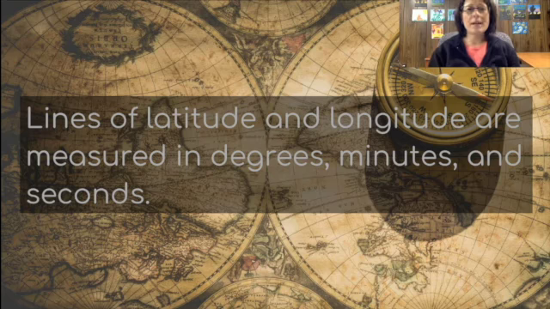Now, lines of latitude and longitude are measured in degrees, minutes, and seconds. You're probably familiar with the degrees part, but degrees are broken up into minutes and seconds, and we'll be exploring this more in class as we find different locations on our maps using this system.